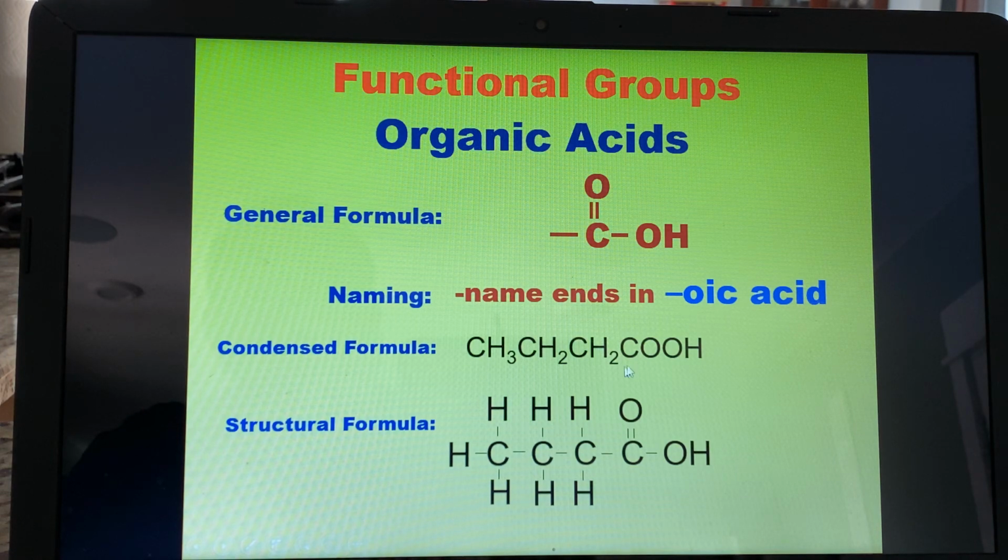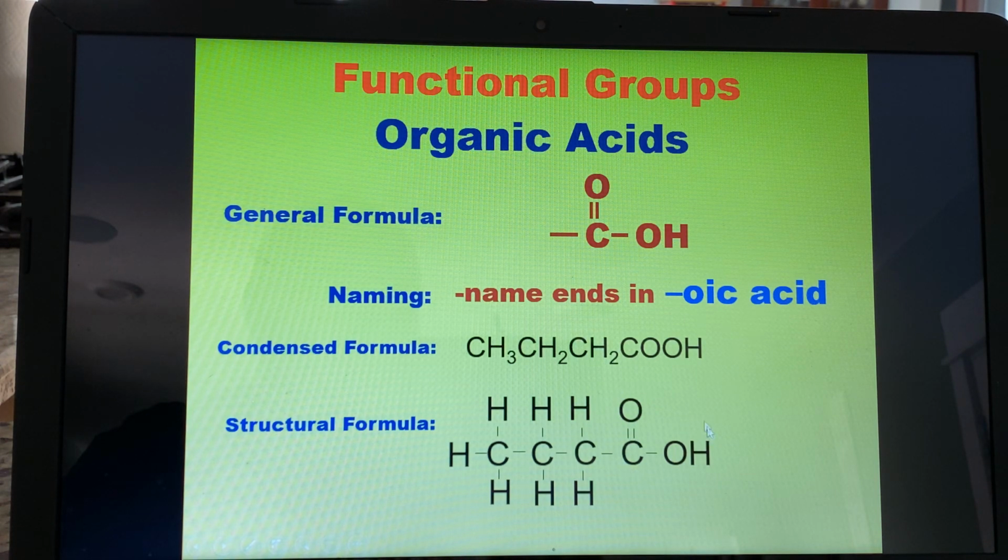But notice we don't just combine all the carbons, hydrogens, and oxygens, because then that would be C4H8O2. It doesn't really tell you what it is. It's confusing to do it that way, so we do a condensed structural formula. So here we go. You've got 4 carbons, 1, 2, 3, 4. If these were all H's, it'd be butane. But it's got a double bonded O and an OH.